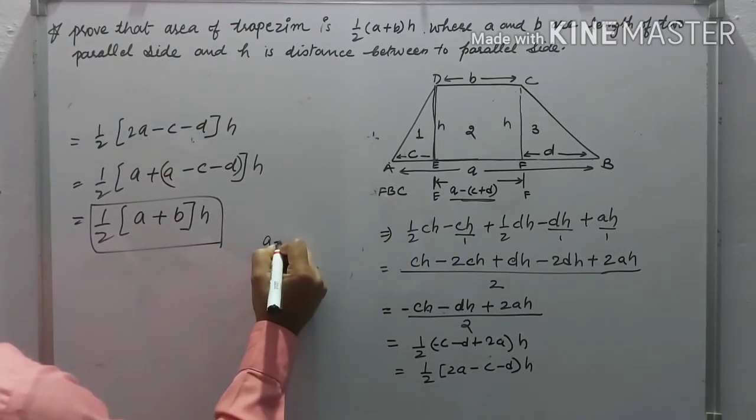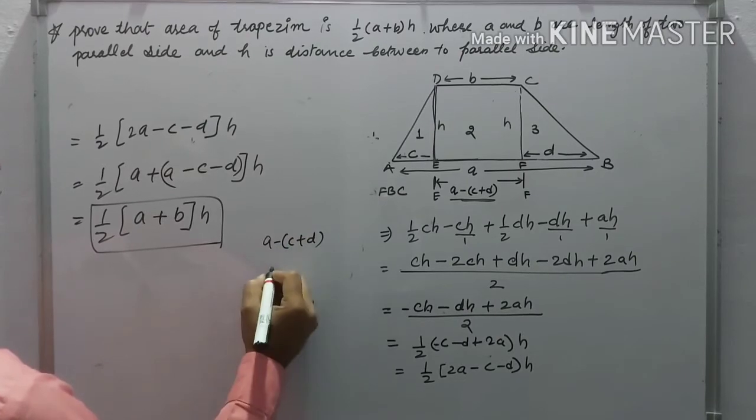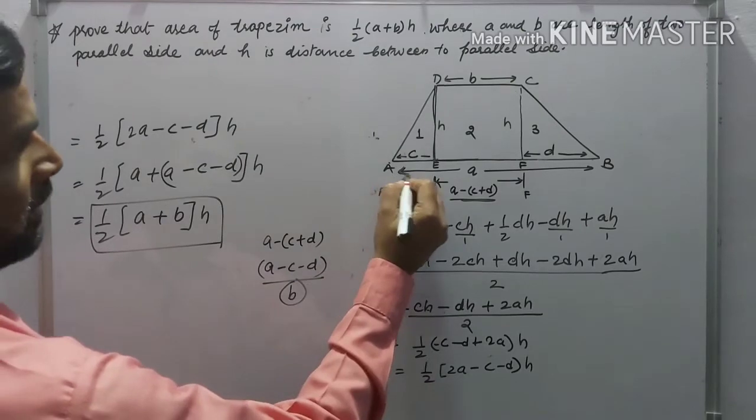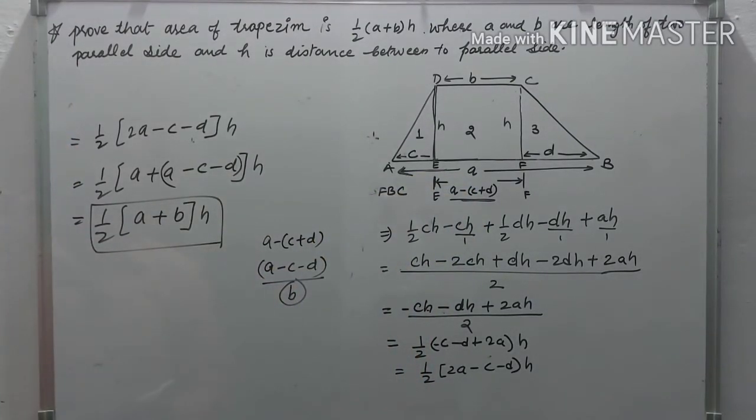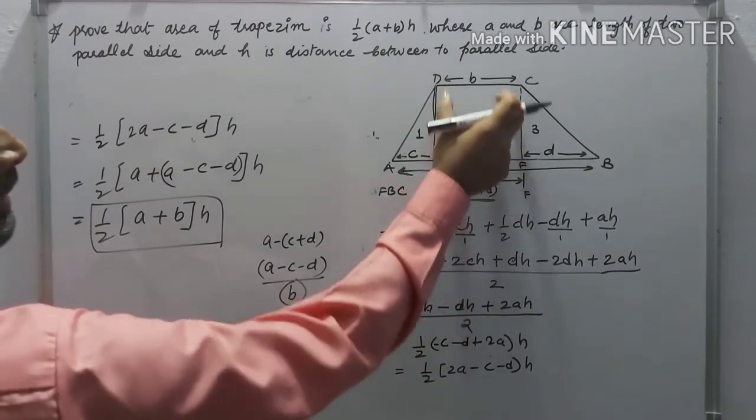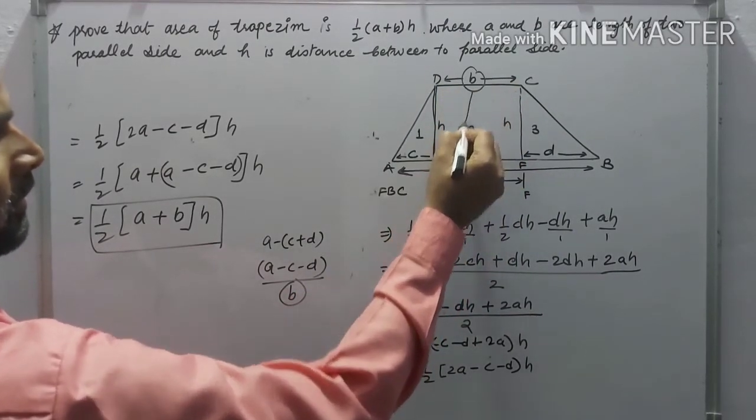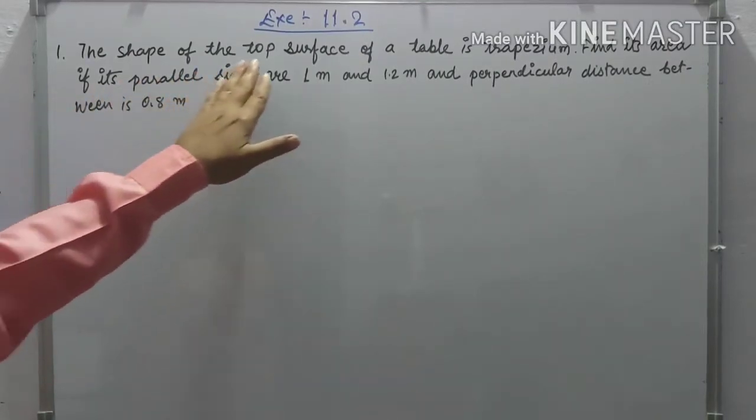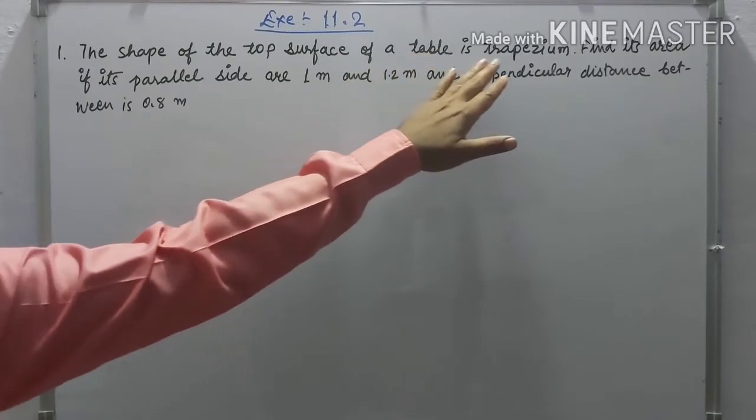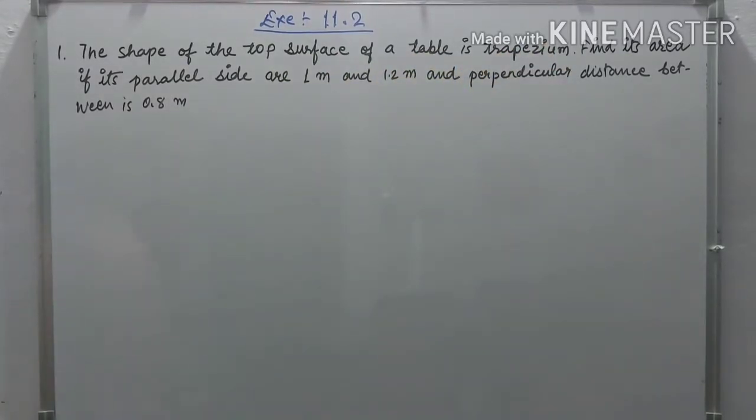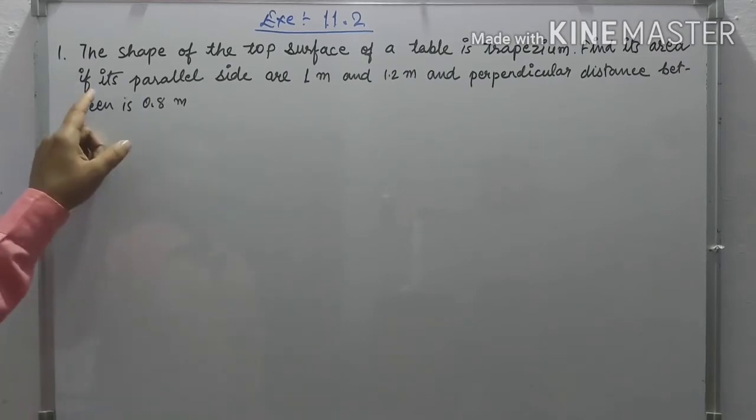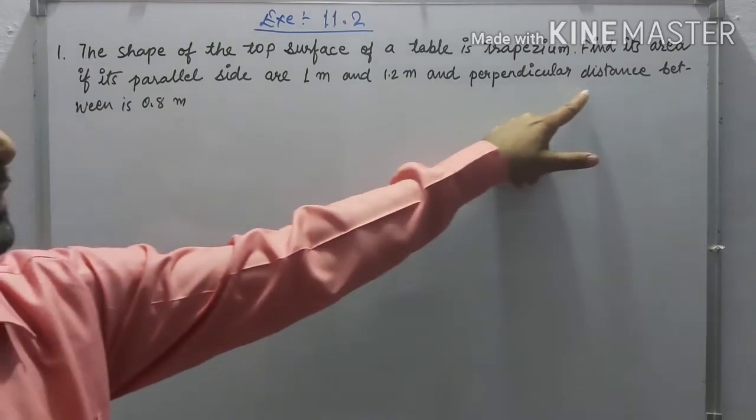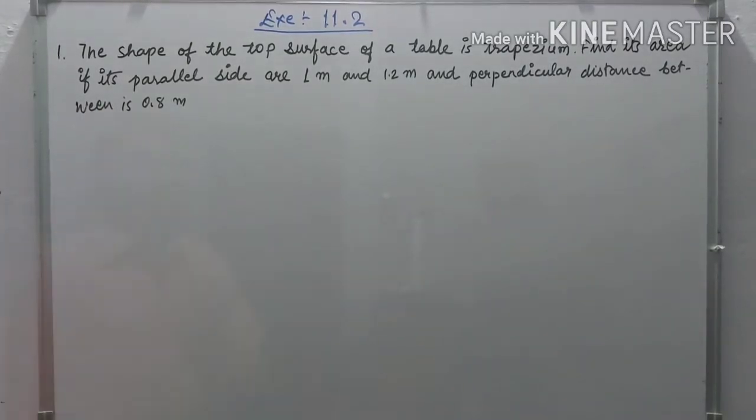There is a minus bracket c plus d, open the bracket, a minus c minus d is the value of total a, is the value of this equal to b. 11.2 is the first question. The shape of the top surface of the table is which type of trapezium, and find its area. The parallel sides are 1 meter and 1.2 meter, and the perpendicular distance between them is 0.8 meter.